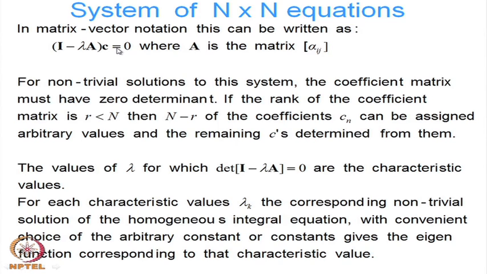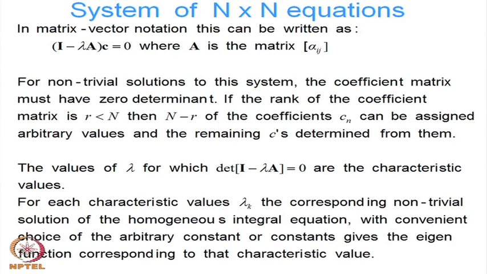to 0. And you know that for this system to have non-trivial solutions, the requirement is that the coefficient matrix must have 0 determinant. It cannot have full rank. So, it has 0 determinant, and that means its rank cannot be full. That means if I had n equations, its rank must be less than n.